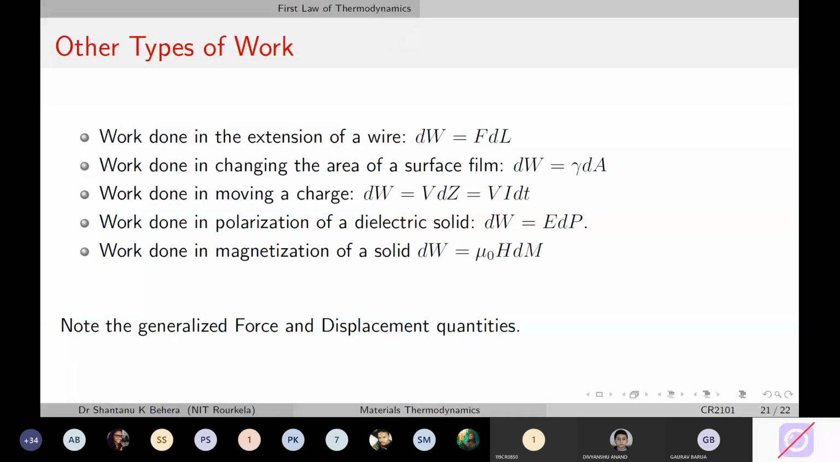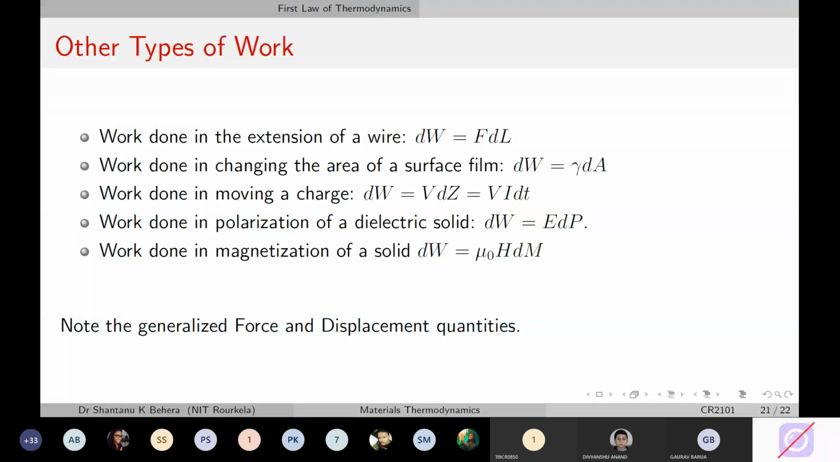There's work done in the extension of a wire, dW equals F dL, and then of course the surface of films, gamma dA, that's the work done here. Work done in moving a charge is VI dt, that's the power term multiplied by the time part, and of course in polarizing a dielectric solid, E dP, and magnetizing a paramagnetic solid, which is mu 0 H dM. So these are the different kinds of forces we can take in place of the pressure volume work and apply the first law of thermodynamics there.